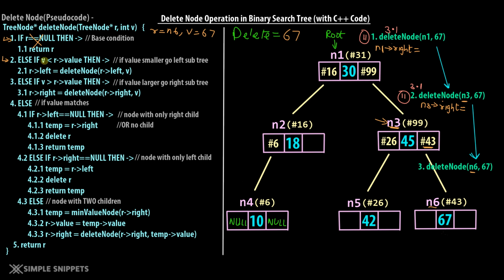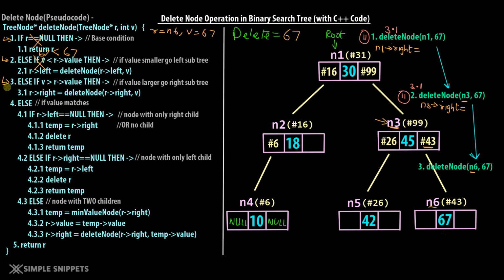Second condition is also not going to be true. Is V, that is value 67, less than r of value? R is n6, n6 value is 67. Is 67 less than 67? No. 67 is equal to 67, it is not less, correct? So the second condition is false.